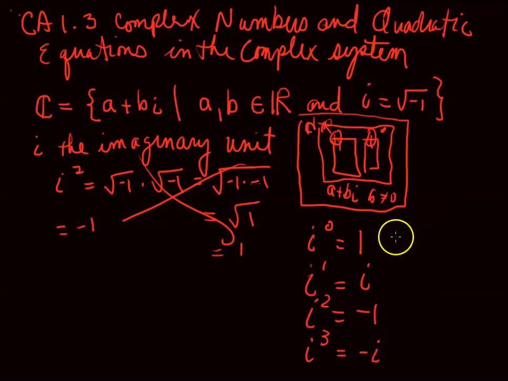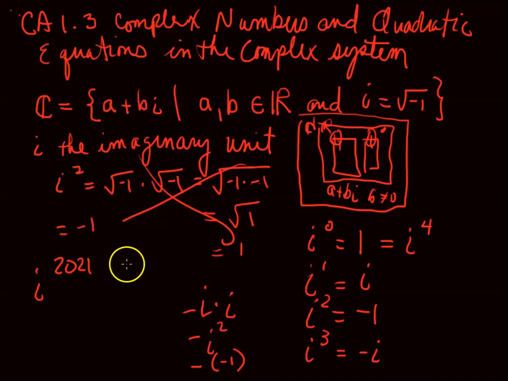What's interesting here is i to the 4th is now 1 again, because you get negative i times i. Well, this is negative i squared, but i squared is negative 1, so you get the negative 1, so you're back to 1 again. And this will keep repeating itself. And how do you figure out, and you'll be asked this on a quiz or a test or both, what is i to the 2021 power?